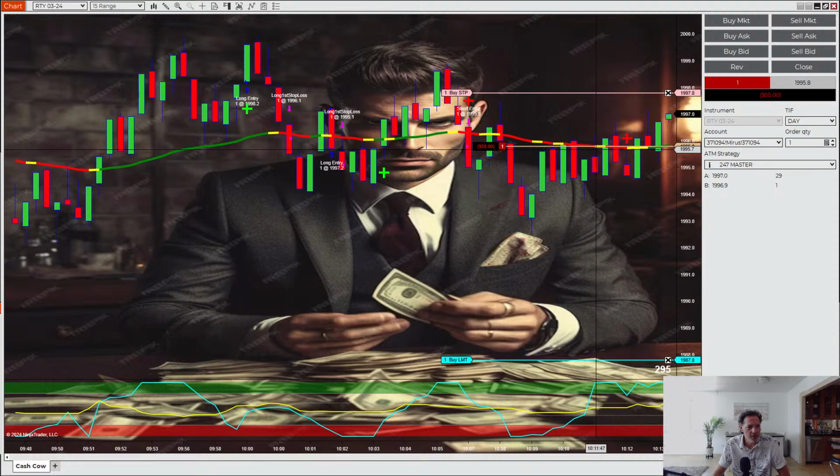Red, green, yellow means that we're right at the 50 moving average, I guess. I'm not sure what exactly the term is, but we're right at that price. So this is probably really a no trade zone.